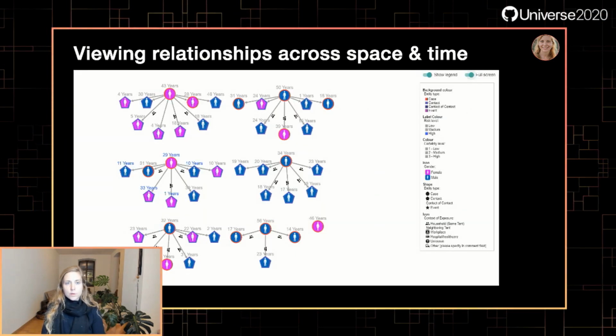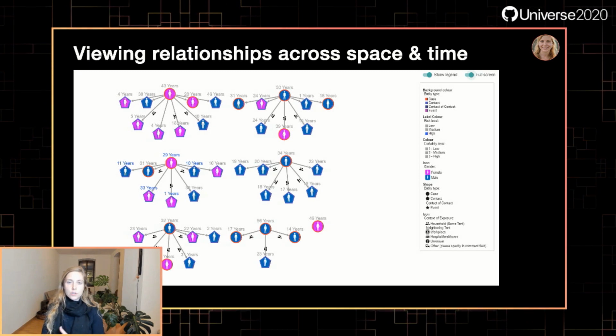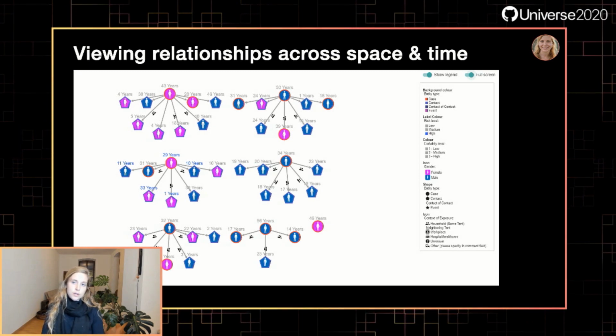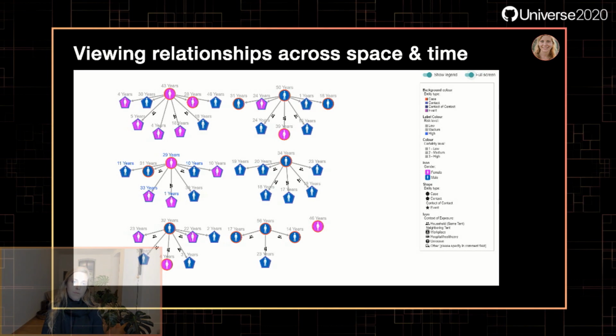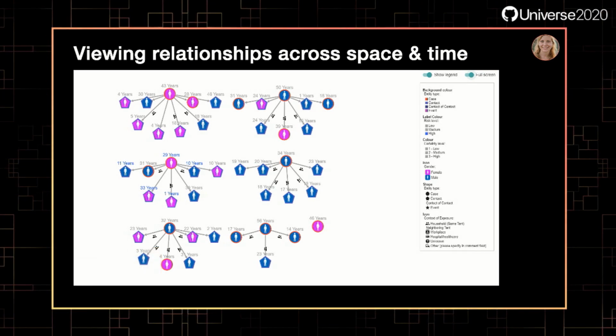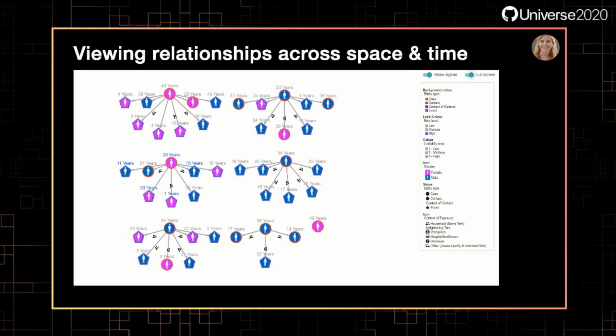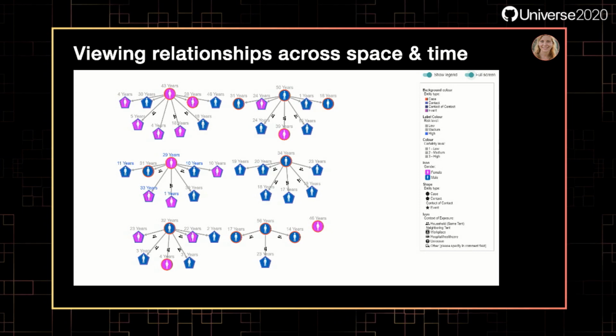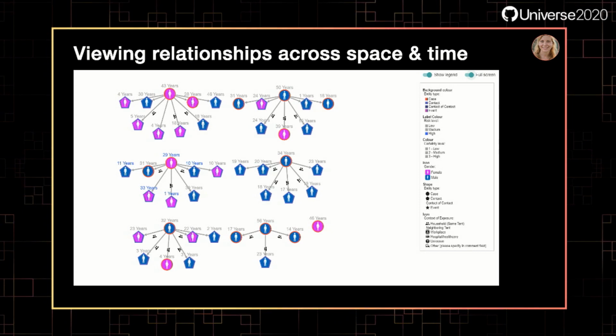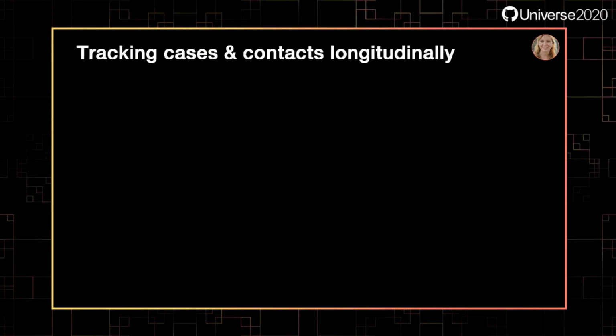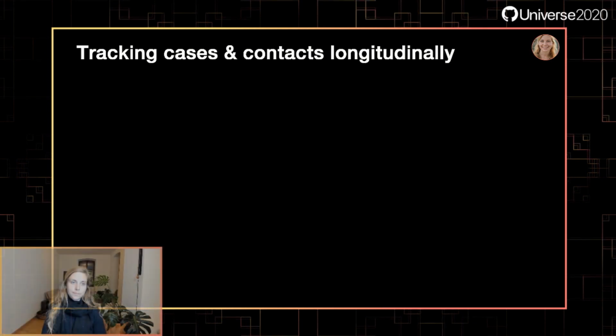Next slide, perhaps one of the most important features is the ability to construct and visualize chains of transmission across the different entities in the platform through space and time. So whether they be cases, contacts, or exposure events. We also have geospatial mapping functionality. So you can see these linkages overlaid onto a base map of your choice.